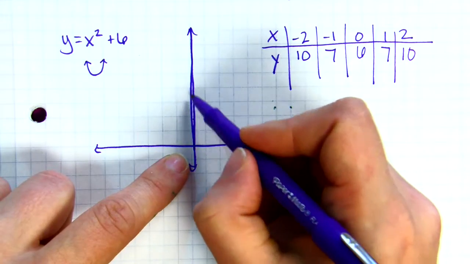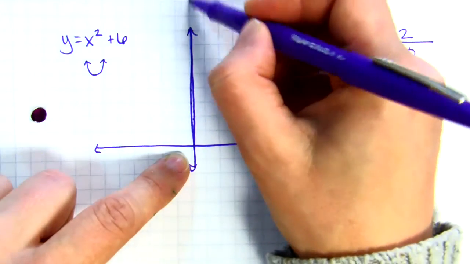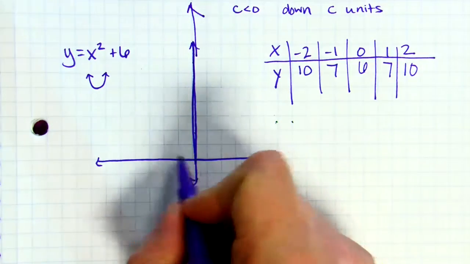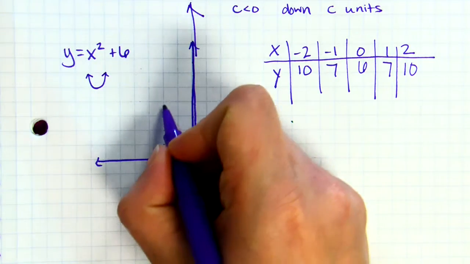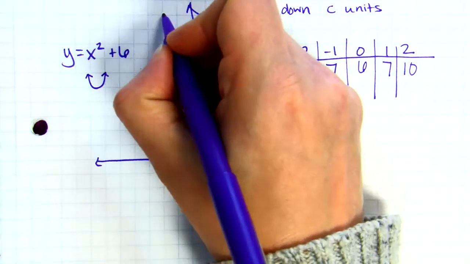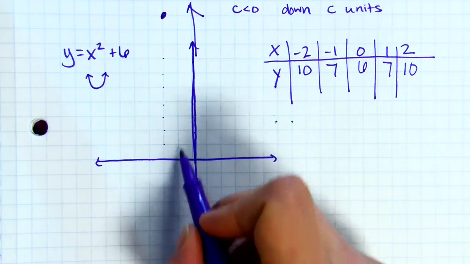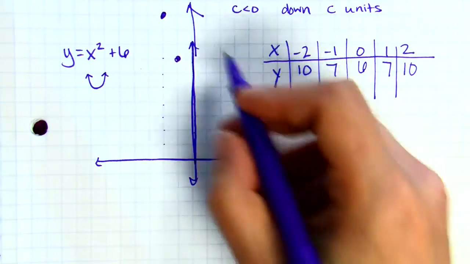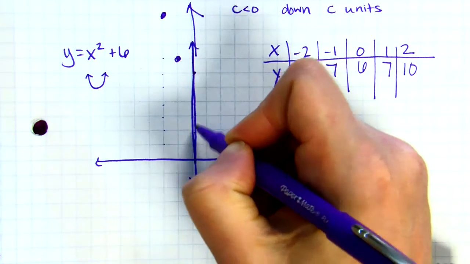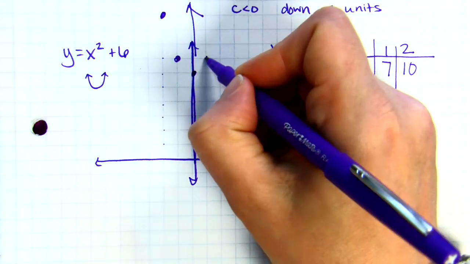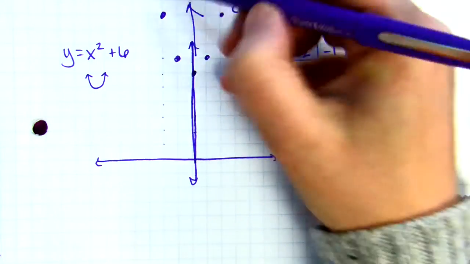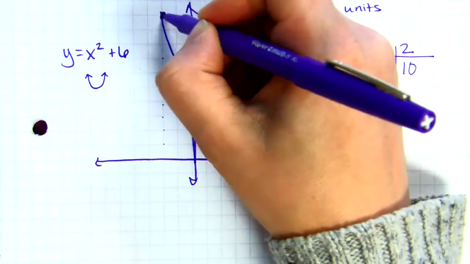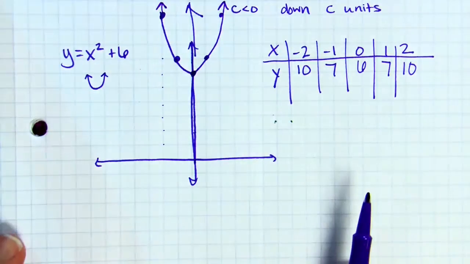So let's see, 1, 2, 3, 4, 5, 8. I didn't even make this big enough. 9, 10. So when I put in -2, I get out 10. When I put in -1, I get out 7. When I put in 0, I get out 6. And then this is just the mirror image. So here is my graph of y equals x squared plus 6.